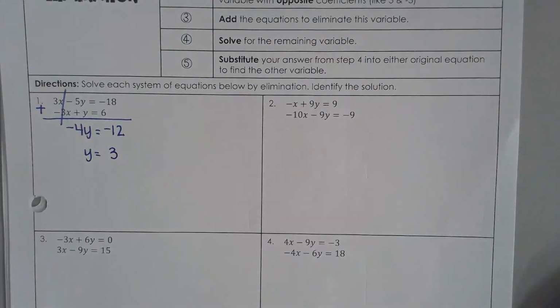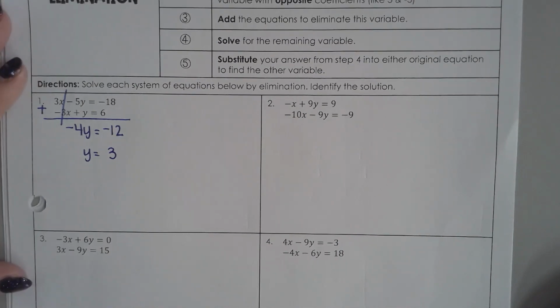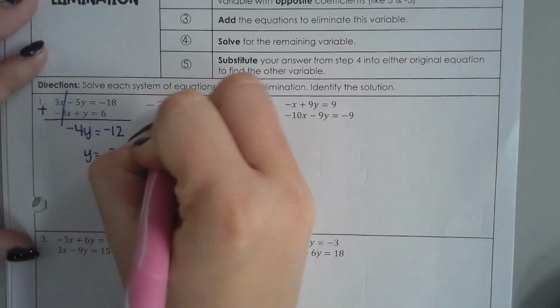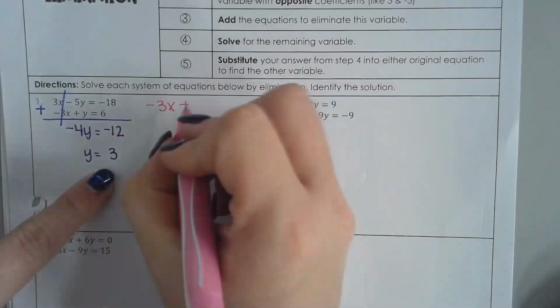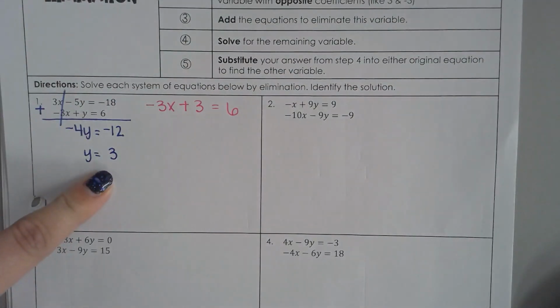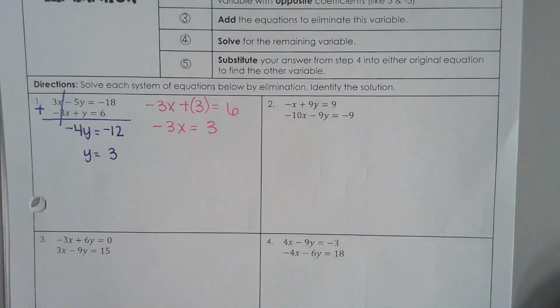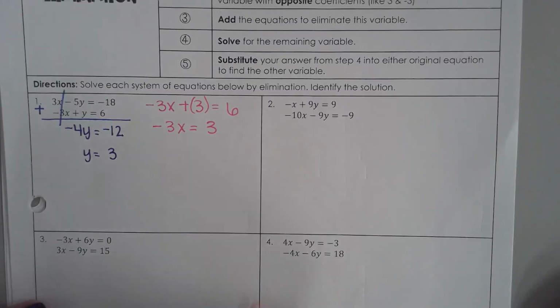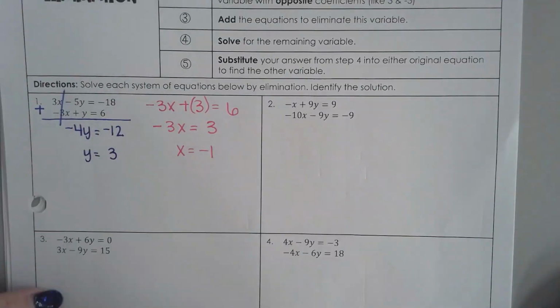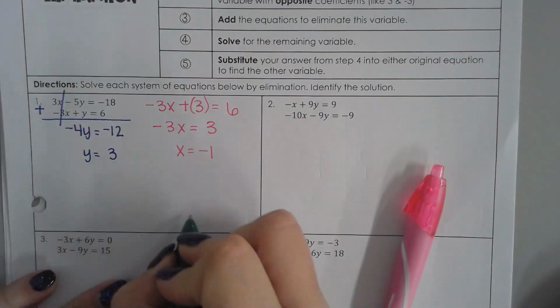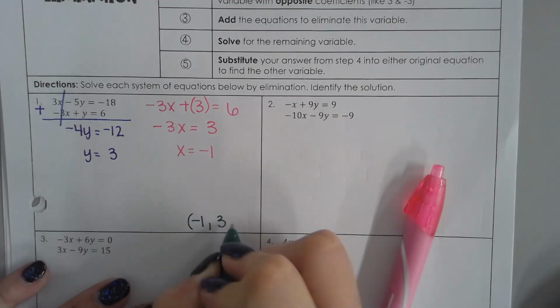So that's my y. How am I going to find my x? Plug them in. Plug the y back in. You can plug it into either of the original equations. Sometimes I just kind of look at them and think, which one looks easier? So which one do you want? The bottom. Negative 3x plus y, y is 3, equals 6. If I subtract 3, I get negative 3x equals 3. And then if I divide, I get x equals negative 1. So my solution is the point negative 1, 3.